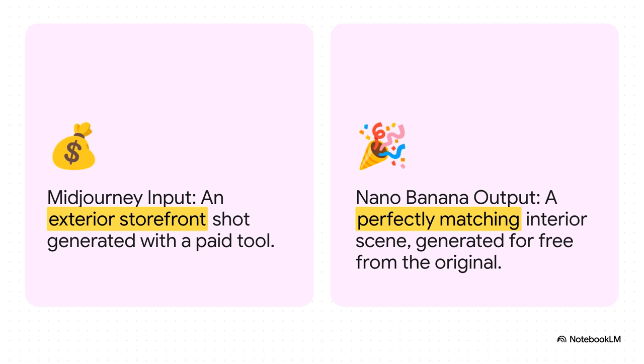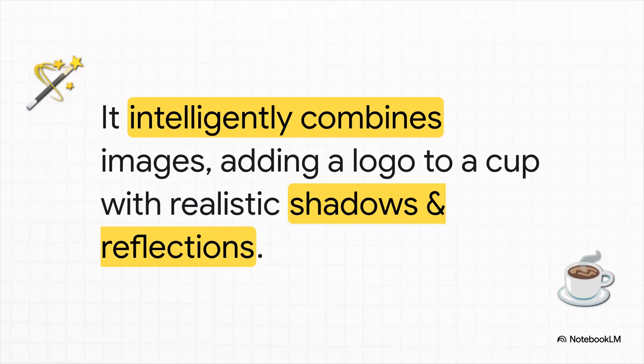It's incredible. But okay, here's where it gets really, really impressive. Nano can intelligently combine images. By feeding it the logo from Canva and an image of a coffee cup, it realistically places the logo onto the cup, complete with the proper shadows and reflections. This is a task that would normally require some pretty serious Photoshop skills to pull off.